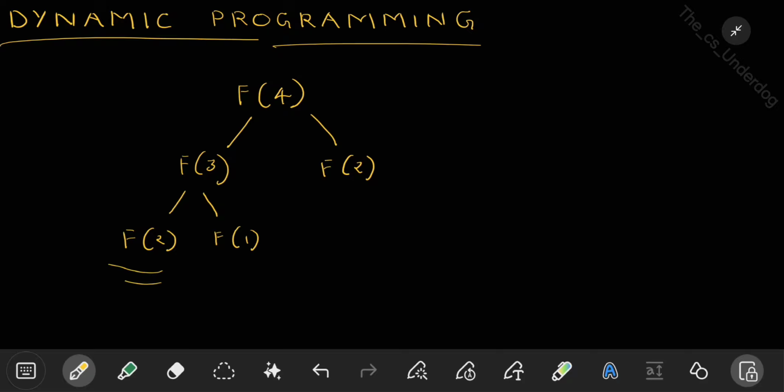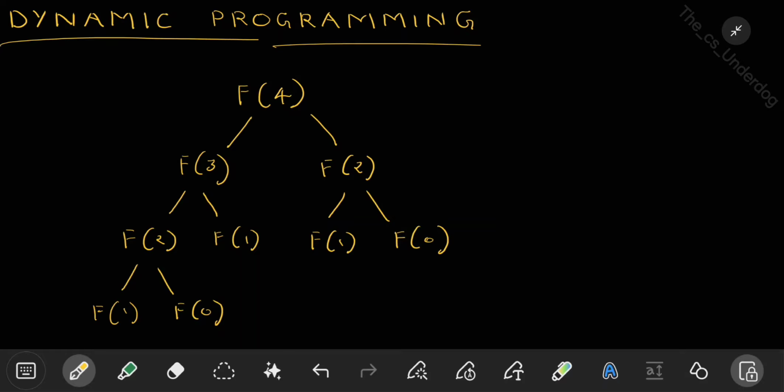What about this f of 2? For this, again you have to make two calls to f of 1 and f of 0. The same is the case with this f of 2 as well. You have to make f of 1 call and then f of 0 call.